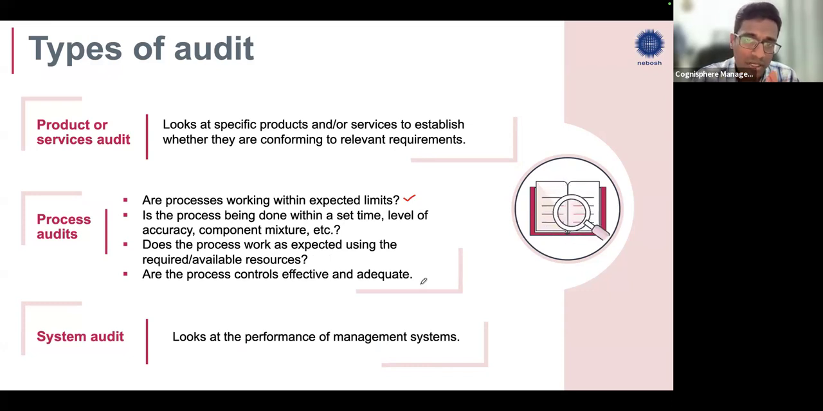And then the system audit, the management systems. So you're looking at the performance of the management systems, from policy to leadership commitment, consultation, training, support, monitoring, incident investigation. So this is the system audit.